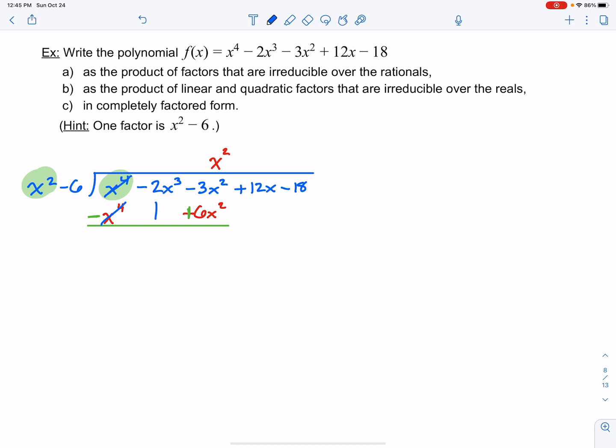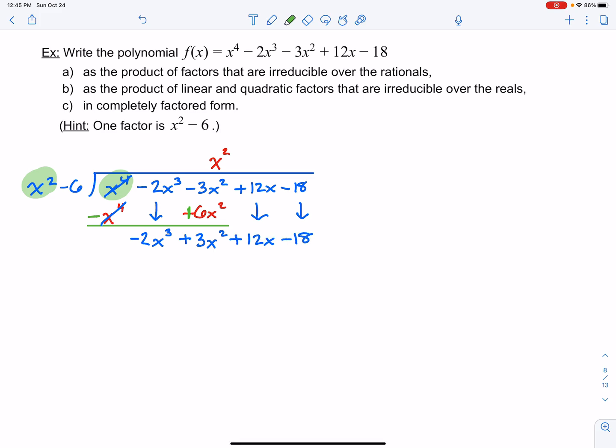The negative 2x cubed, we don't have anything to combine with, so we just bring it down, negative 2x cubed. Negative 3x squared plus 6x squared would give us a positive 3x squared. The 12x and the negative 18 we haven't done anything with, so we just drop those down as well.